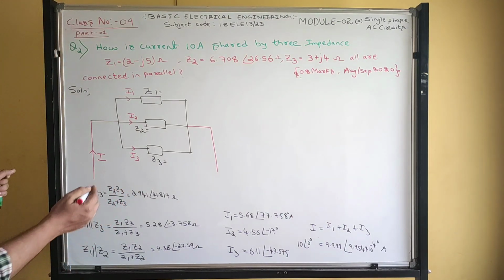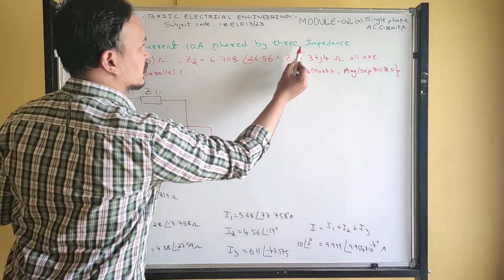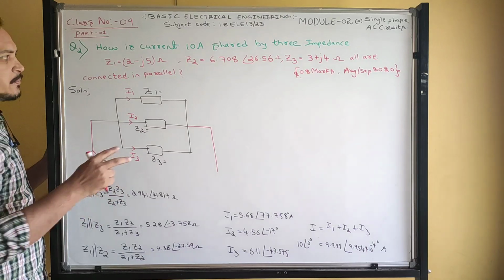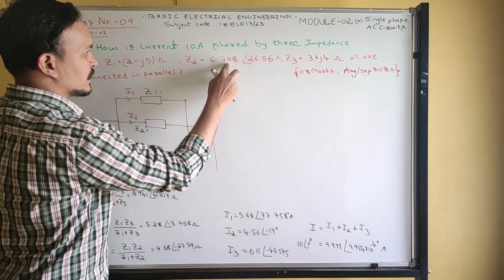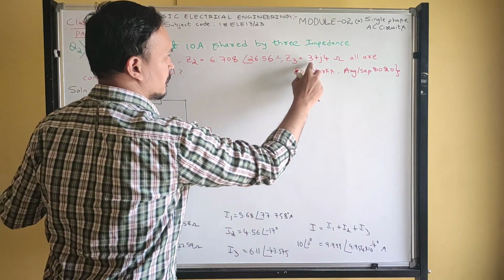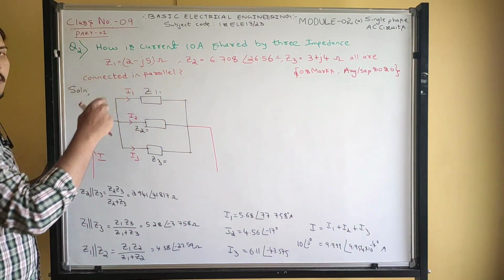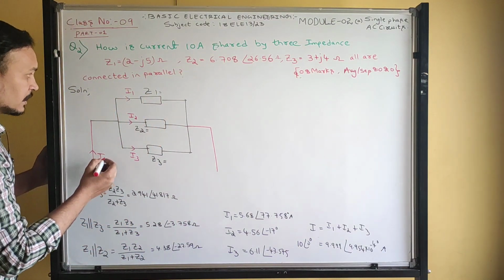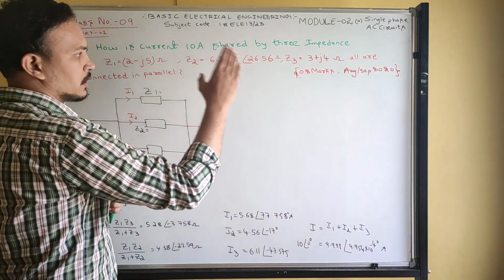Okay, let's look here. What is the question they asked? How is the current of 10 ampere shared by the 3 impedances? They gave 3 impedances: Z1 is 2 minus j5, Z2 is 6.708 at an angle of 26.56, and Z3 is 3 plus j4 ohms. All these impedances are connected in parallel. How is this 10 ampere current going to share in these parallel branches? It is asked for 8 marks.